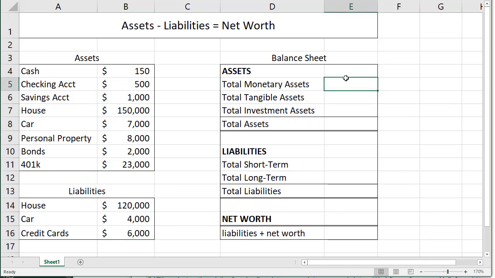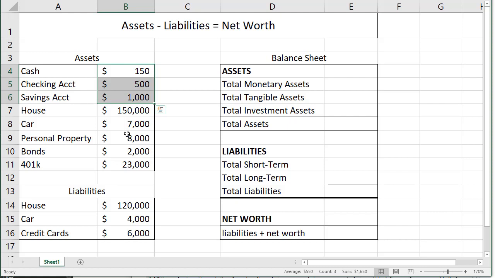So let's start filling out the balance sheet here. First thing is to figure out my total monetary assets. My monetary assets, otherwise known as cash or cash equivalents, is going to be the stuff that is either cash itself or stuff that I can really quickly turn into cash. So that's going to be these three items here. So cash, obviously, my checking account and my savings account.